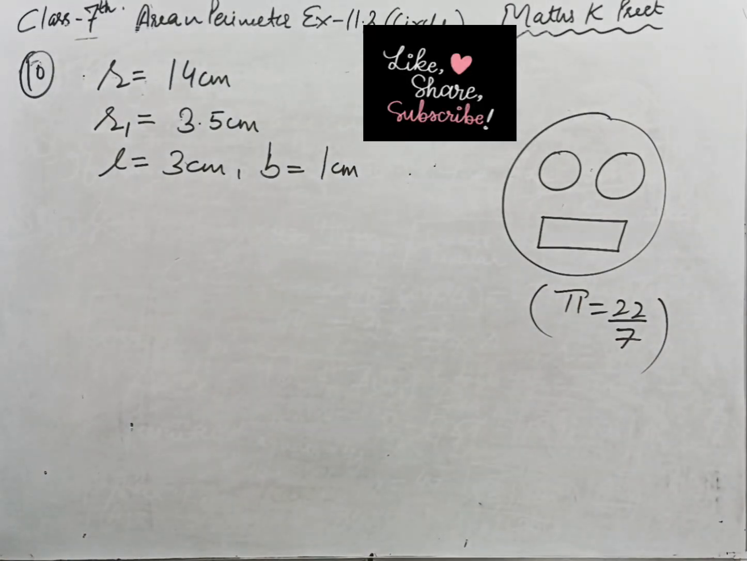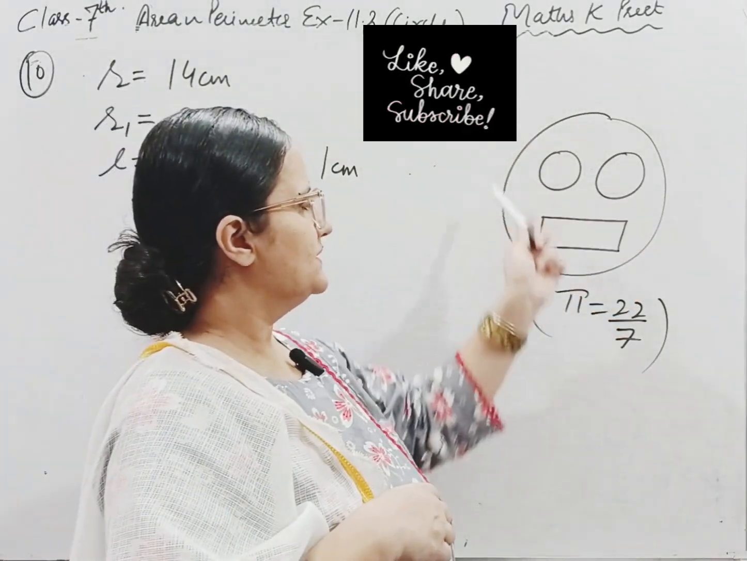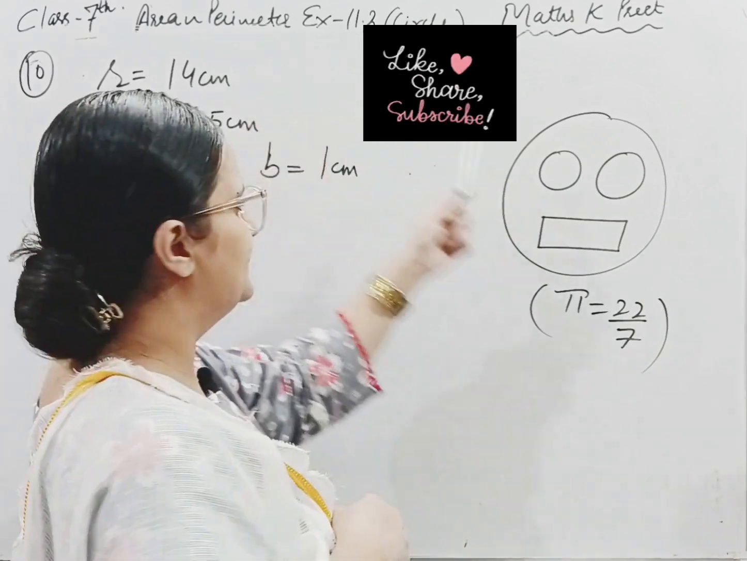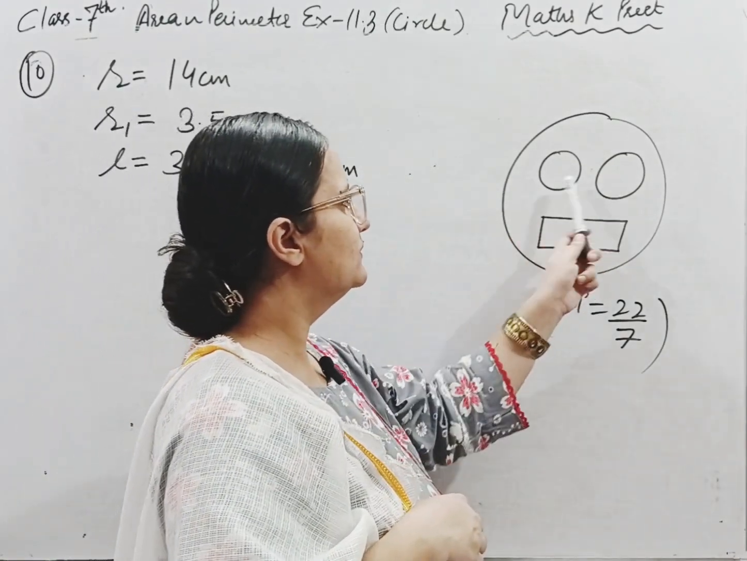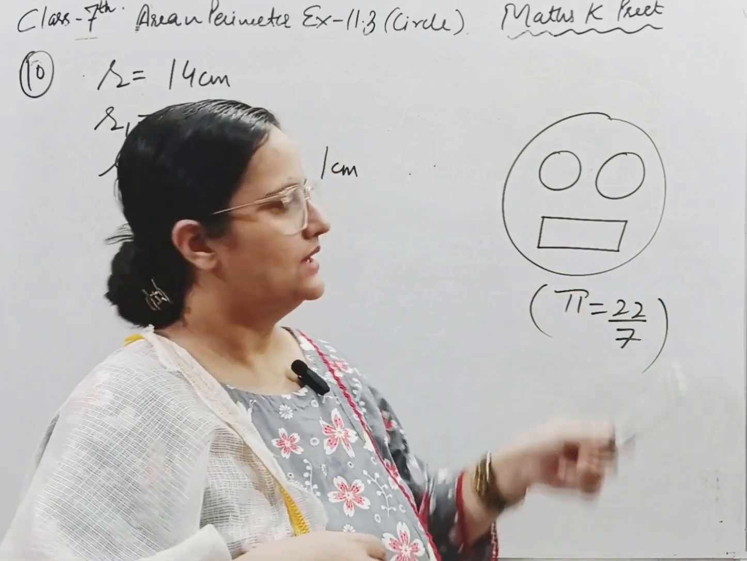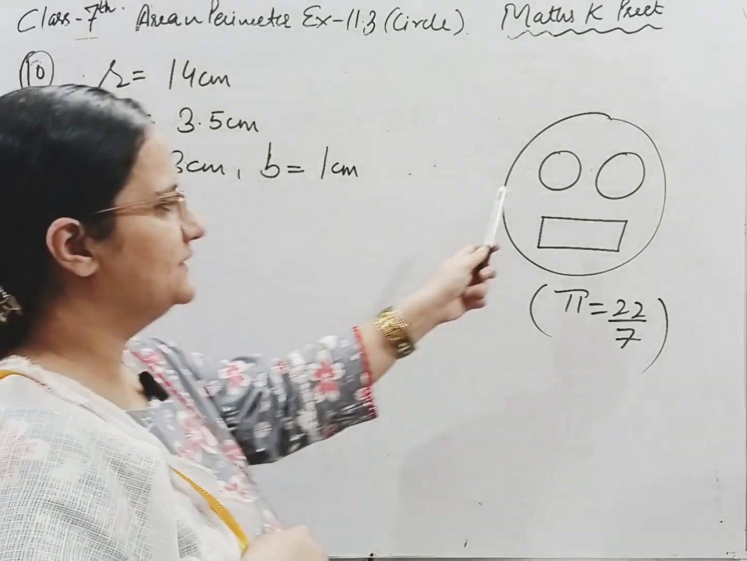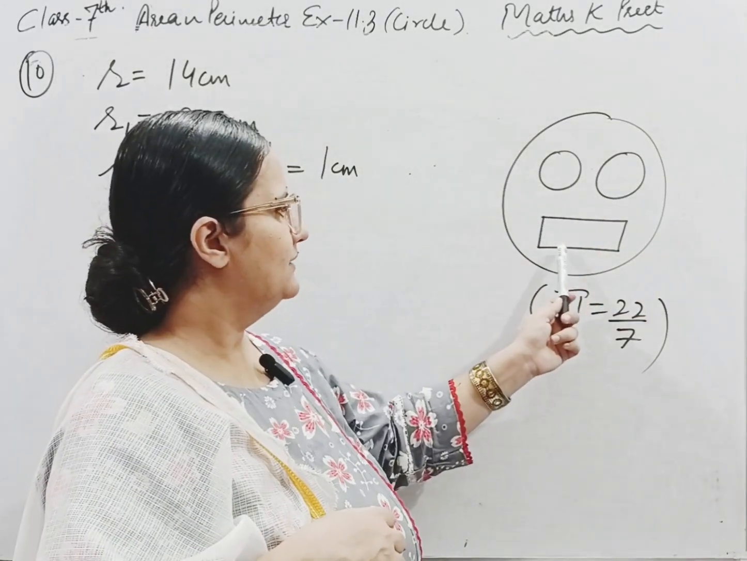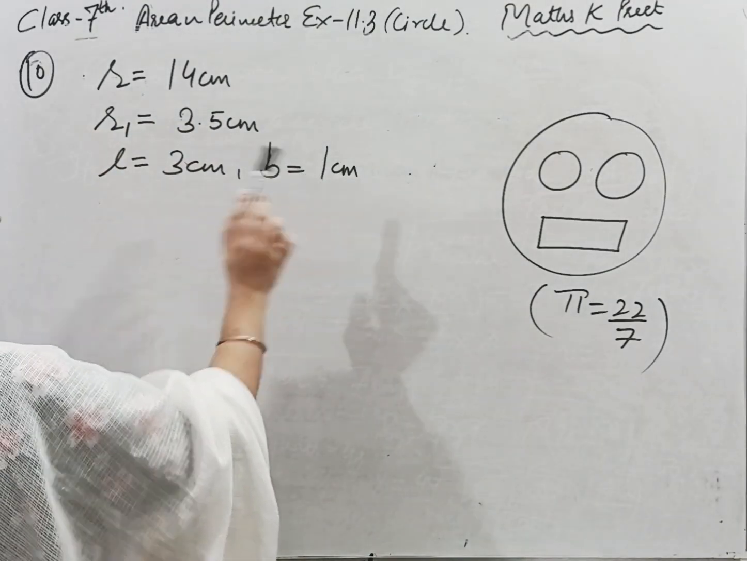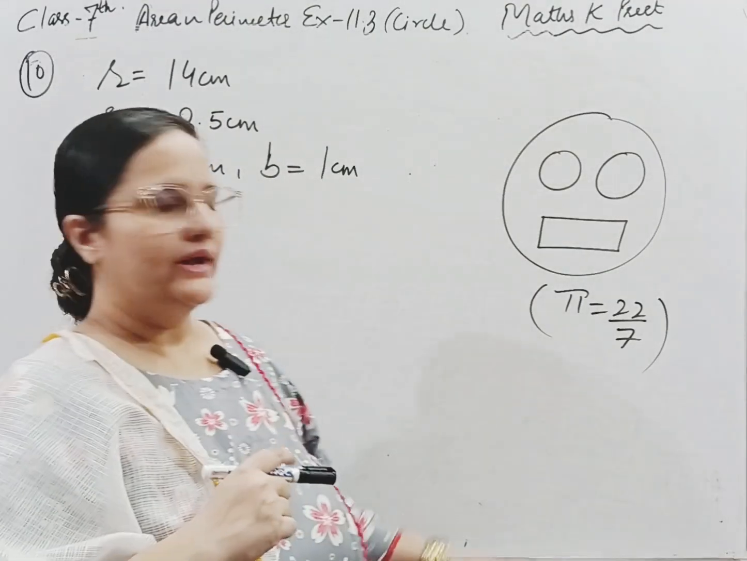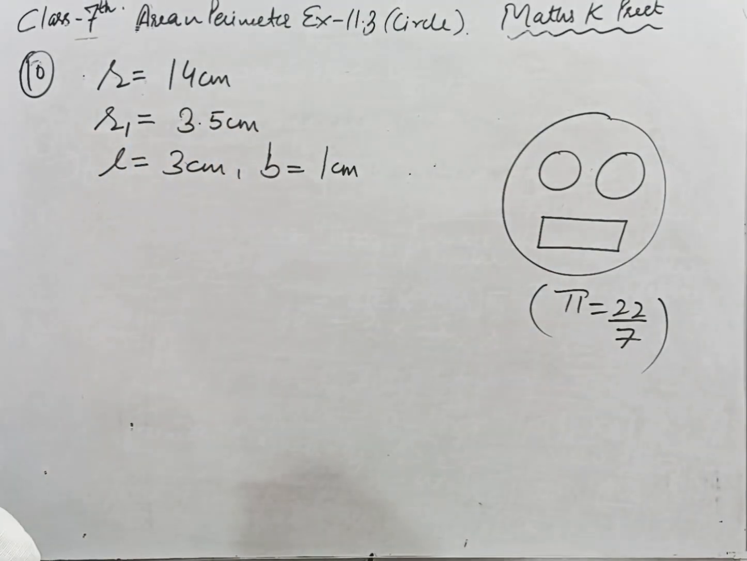So this is question number 10. This is a circular card with radius 14 centimeter. The radius for this complete circular card is 14 centimeter given in the question, and out of this circular card, two circular figures and a rectangle have been taken out, and the radius for these two circular removals is 3.5 centimeter each. And the length of this rectangular piece that has been taken out is 3 centimeter and breadth is 1 centimeter. We have to find the area for the remaining sheet or card. This is the value of pi we have to make use of.